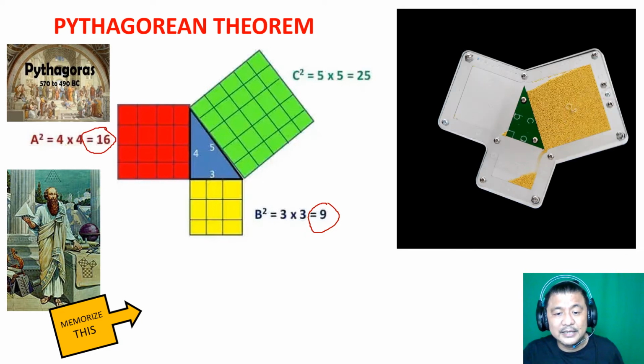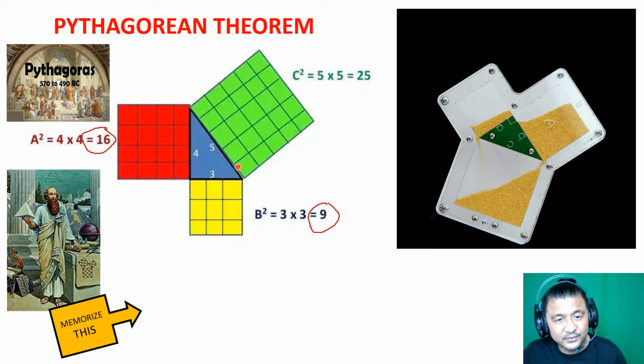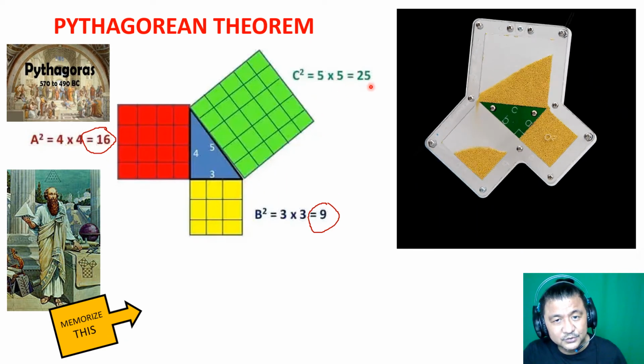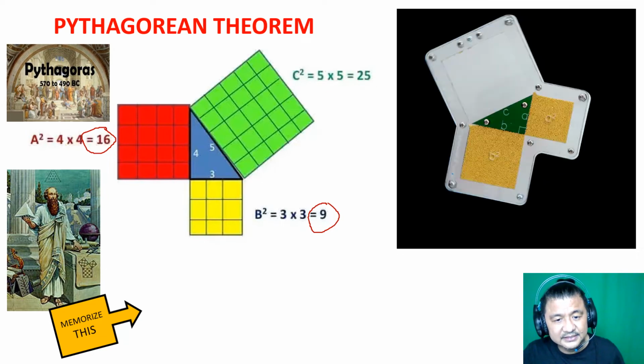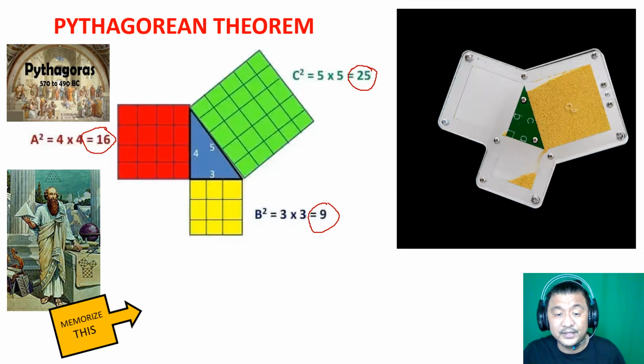Next, go to the hypotenuse. Remember the hypotenuse, the longest side? Okay, I make a square out of that. That's a 5, so this is also a 5. So 5 times 5 is 25. So that side is what? 25. Okay, so we made 3 squares.